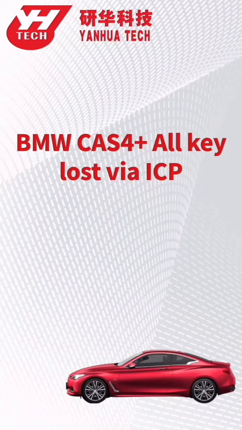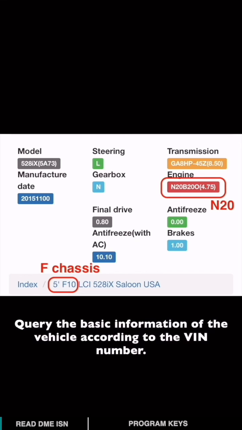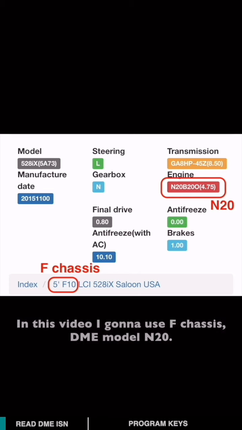This video is going to show you how to program a new key for the BMW CAS4 Plus system when all keys are lost. First step, read the DME ISN code. Query the basic information of the vehicle according to the VIN number. In this video, I'm going to use an F chassis, DME model N20.